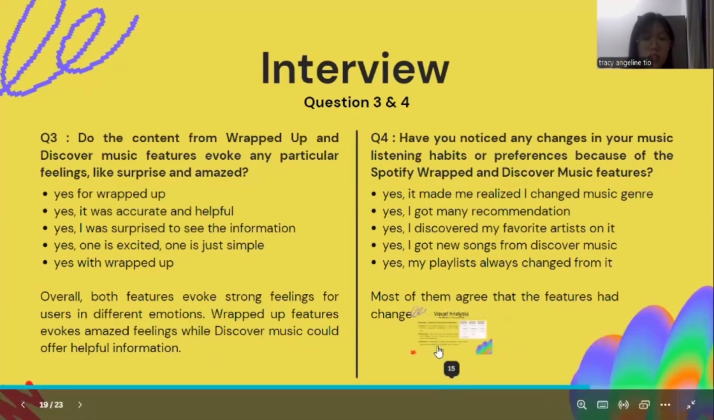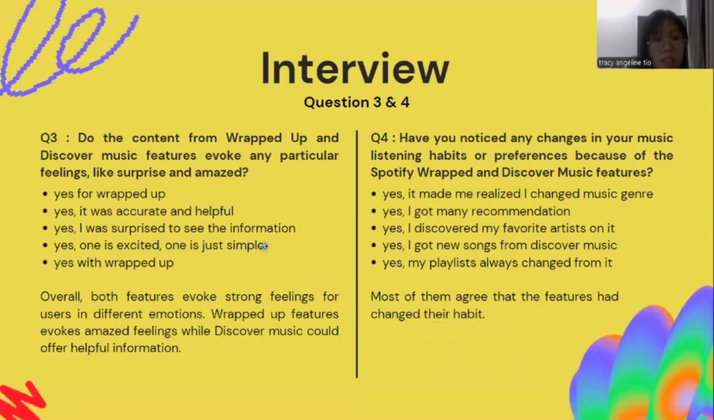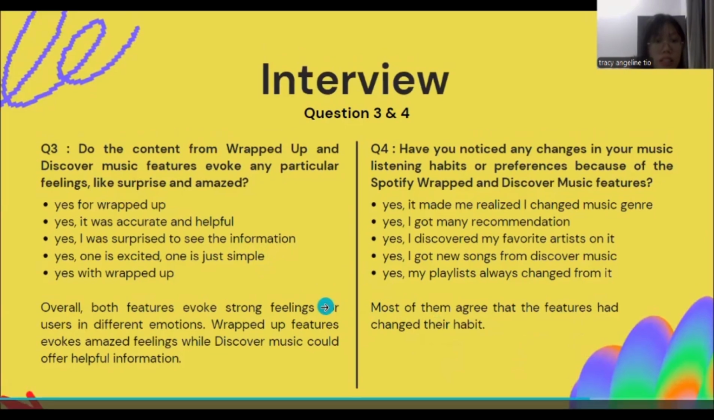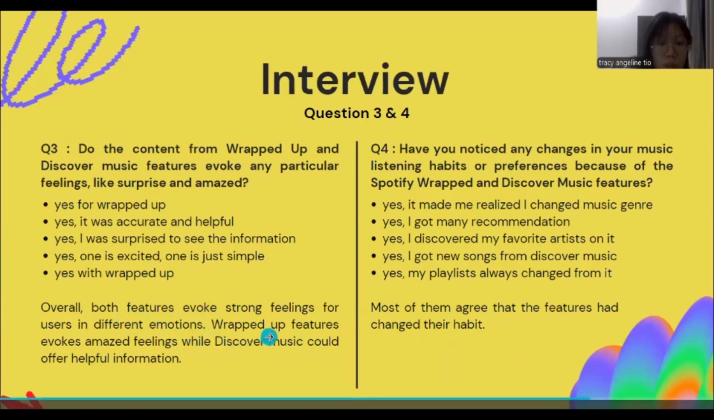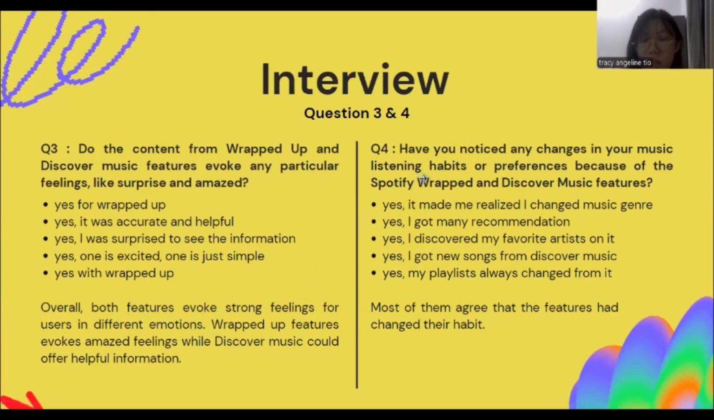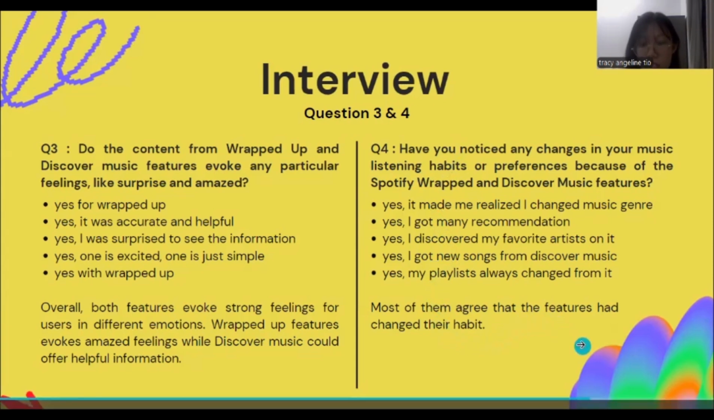For the third question, I asked about the content from Wrapped and Discover Music. Does it evoke any particular feelings? Most of them answered yes. So both features evoke strong feelings for users, in different emotions. The fourth question is about any change in your music listening habits because of the features, and they also answered yes, and they agreed that the features had changed their habits.